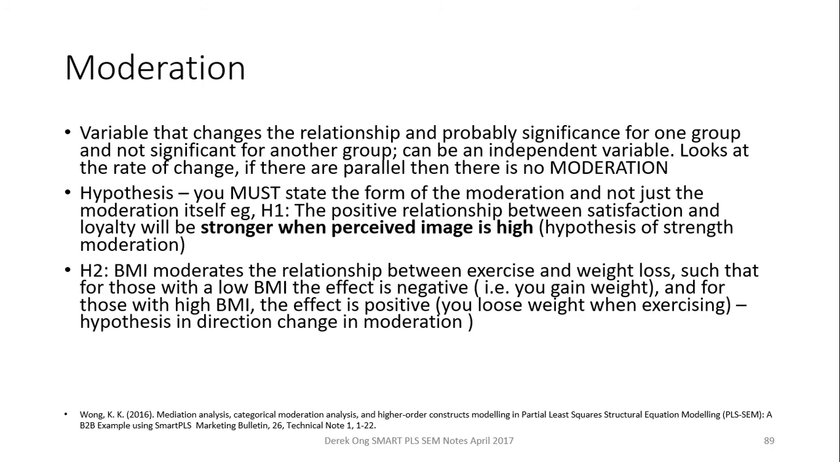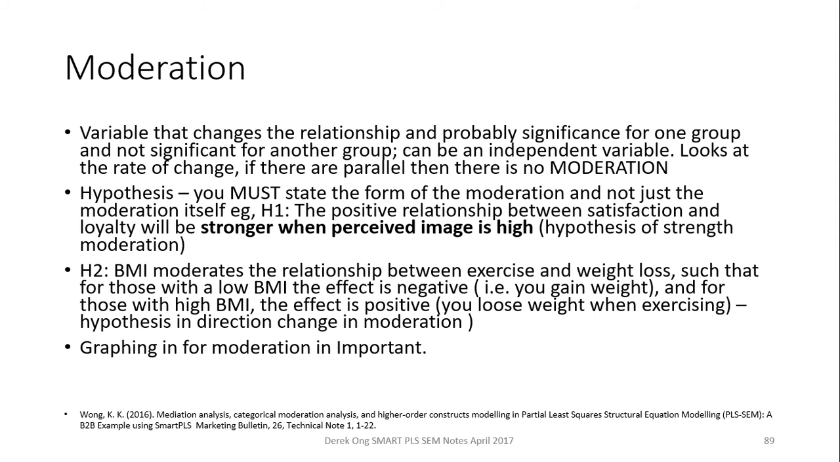So, for example, again, BMI moderates the relationship between exercise and weight loss, such that for those with a low BMI, the effect is negative. So, for example, exercise will make you gain weight, if that can work. And for those with high BMI, the effect is positive. You lose weight when exercising. So the hypothesis is in direction and in terms of the change in moderation. So that's where you need to be very certain of how you write your hypothesis.